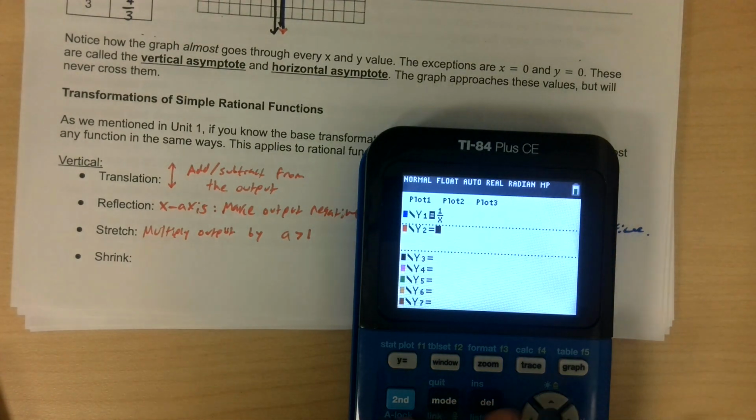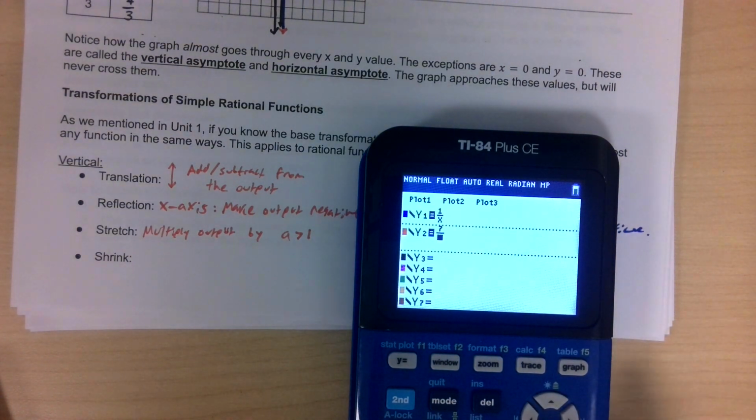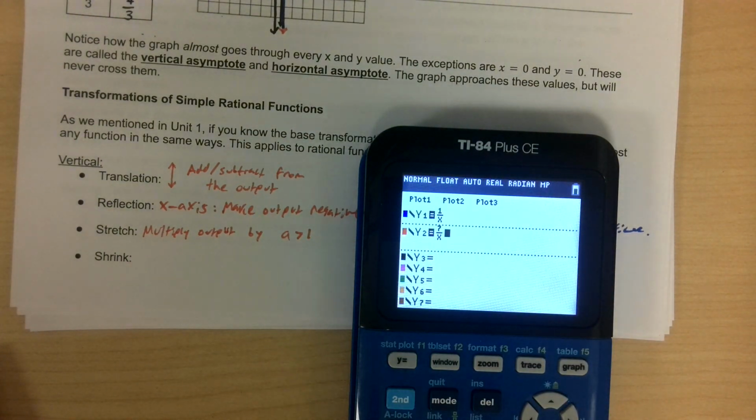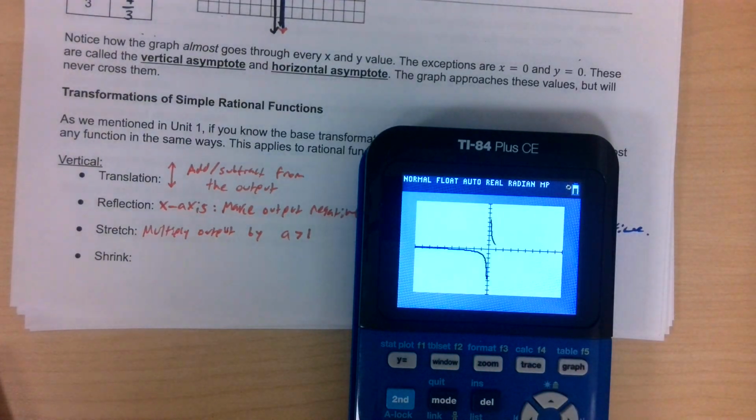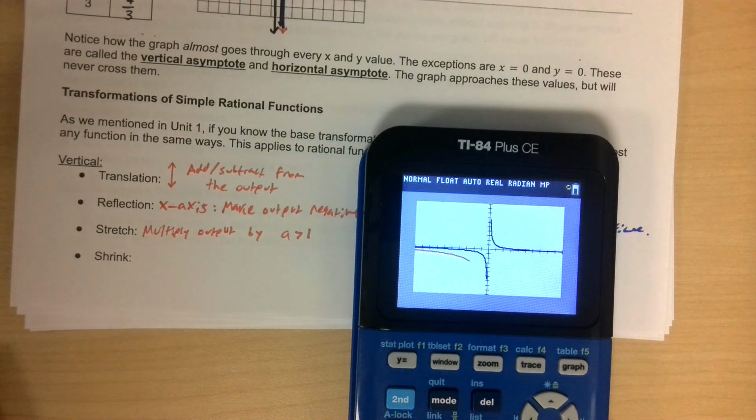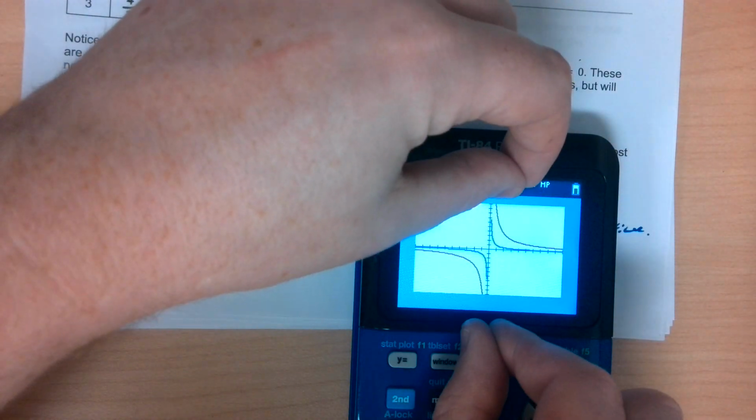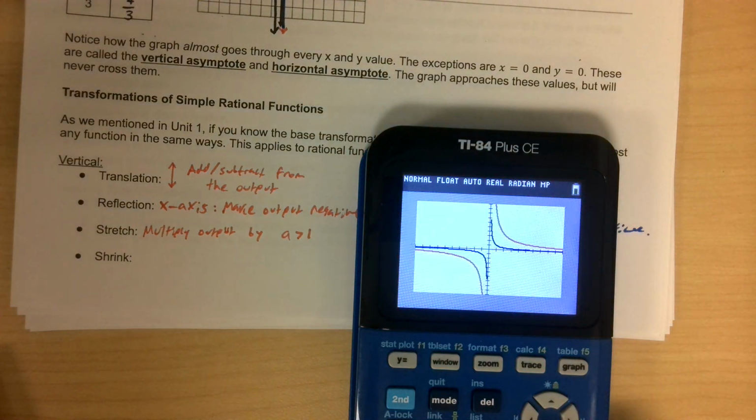Let's say we did 7 over x. It's multiplying our output, everything's being multiplied by 7, and it's bigger than 1. If we graph it, let's take a look at how it changes. There's our original, and this one looks like it's been pulled vertically. That's our vertical stretch.